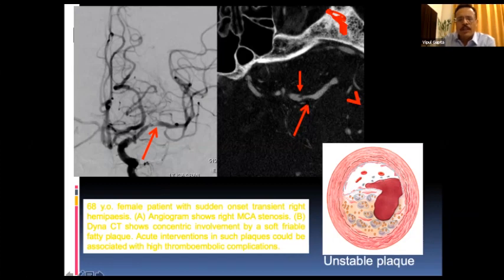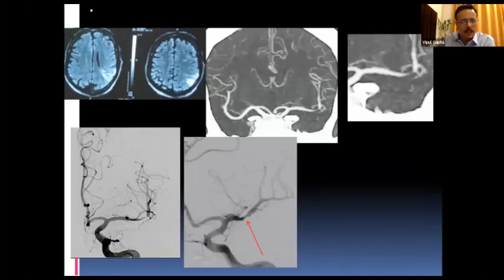If you try to do intervention in this, you're going to cause embolism, and after embolism the tissue may also have hemorrhage because you're going to push patients a lot of drug. We never intervene in these kinds of dissected and thrombus plaque. We put them on heparin, a period of antiplatelet, and do a repeat imaging in these patients.